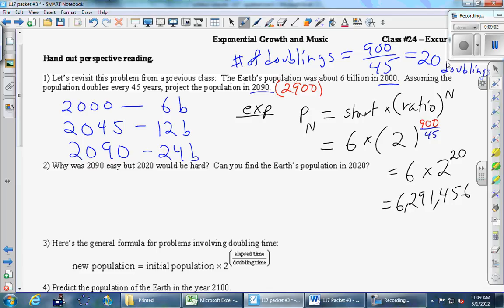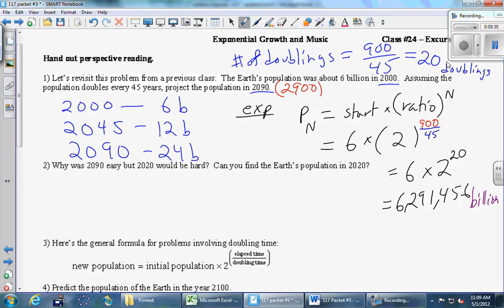What is this? Is this 6 million? This is 6 million billion. That 6 we put in was 6 billion. This is in billions. Let's see, trillion, quadrillion, quintillion, 6 quintillion. I guarantee you we cannot sustain 6 quintillion people on this planet. So hopefully something will change between now and 2900. I won't be around to see it, but the math predicts this population.